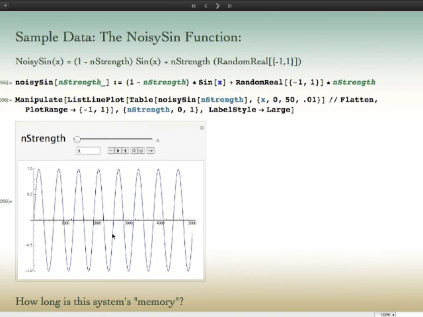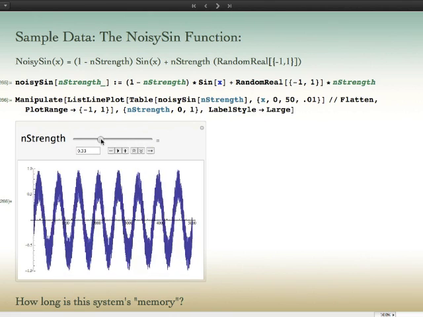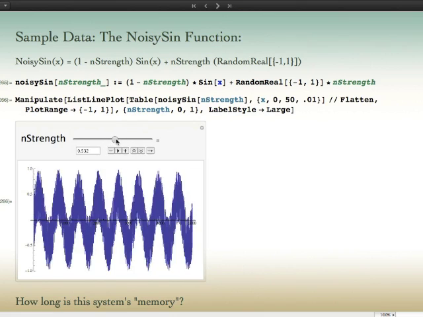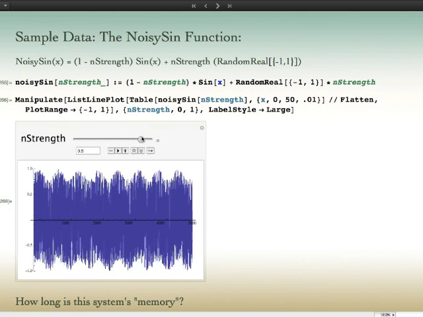So best way to get a feel for this is just to look at a plot. So if I set the end strength down to 0, then you see it's a normal sine wave. But now if I allow end strength to get a little stronger, you can see how our sine wave is getting fuzzier and fuzzier. It's getting noisier and noisier. It's less of a pure sine wave the stronger I make this.